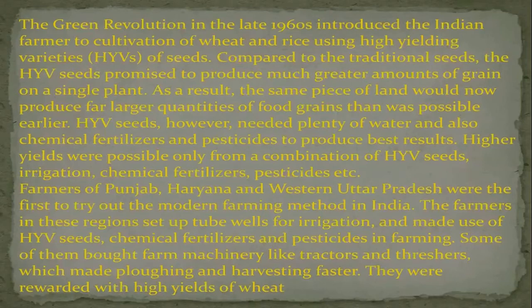Farmers of Punjab, Haryana, and Western Uttar Pradesh were the first to try out the modern farming methods. The farmers in these regions set up tube wells for irrigation. They made use of the HYV seeds and they used chemical fertilizer and pesticides in farming. Some of them even bought the farm machineries that were required, like tractors and threshers, and so plowing and harvesting became faster. And what did they get in return when they invested so much? They got high yield of wheat.